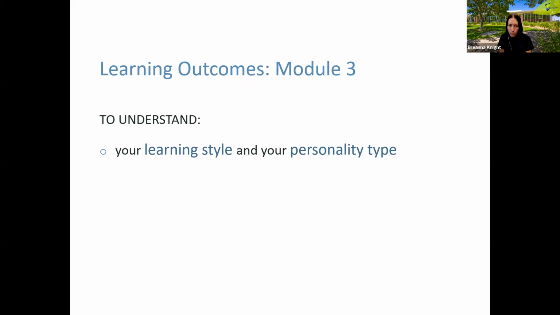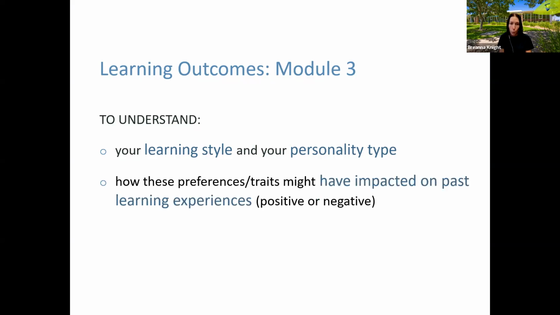So everyone, we have a couple of learning outcomes as usual this week for Module 3. This week we're going to hopefully help you understand your learning styles and your personality types. We are going to discuss how these preferences or traits might have impacted on past learning experiences. These might be both negative and positive, different ways. And we're going to look at some strategies to help you learn. Now, I'll warn you at the top, I'm going to say the word preferences a lot today, so be prepared to get sick of that word. Lots about preferences.